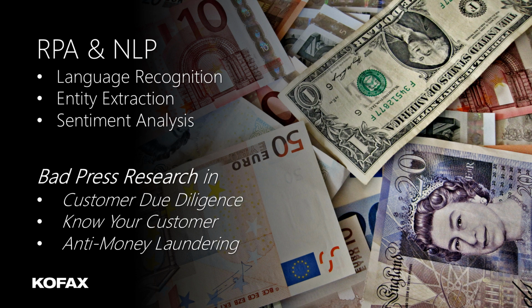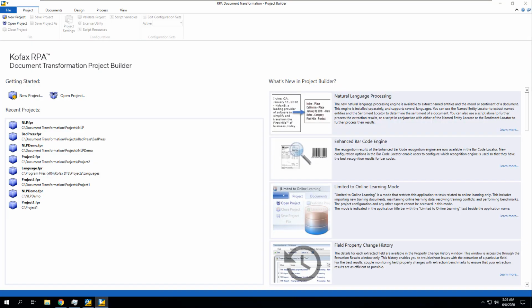So for this demo, what I want to do is I want to have a Kofax RPA robot that goes online, does a lookup on Google News, gets the very first news article, and then submits that to the Kofax transformation project that we've built specifically for that. That project will then do language recognition, entity extraction, and sentiment analysis, and will return the sentiment of the entity, or in this case, the person that we are interested in. So without further ado, let me dive into the demo, and let me start with the transformation project that we have.